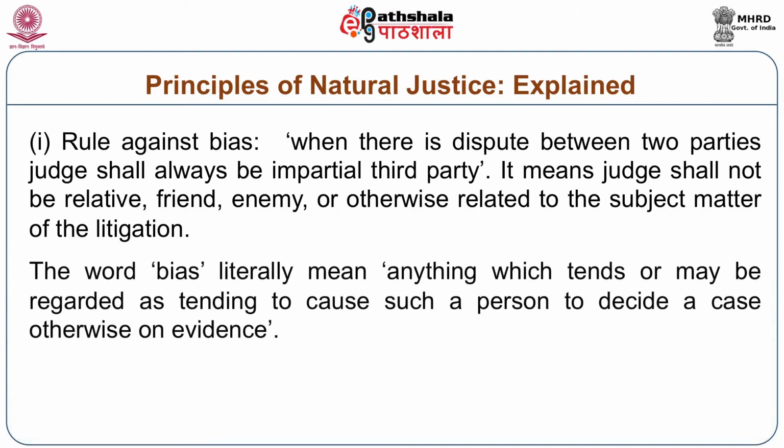Now, the word bias basically means anything which tends or may be regarded as tending to cause a person to decide a case otherwise than on the evidence. So if a person is to decide the case exclusively on the evidence, then that person is unbiased. If the person is to let other factors than the evidence influence the way he decides a case, then that person is biased. Now, the principle of natural justice demands that there should be no bias for a just resolution.